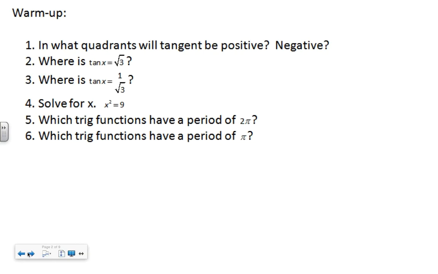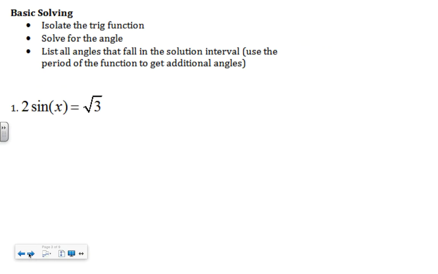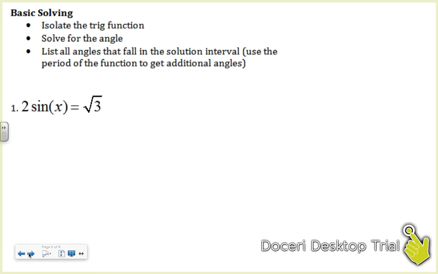All right. So that's basic solving of trig functions. You solve for the angle and you list all the angles that fall into that interval. This function right here is the same process as this. Your Algebra 2 teacher told you to solve this in Algebra 1 by dividing by 2, and we're going to do that same exact concept here. We're going to divide both sides by 2, and we get sine of x is square root of 3 over 2.